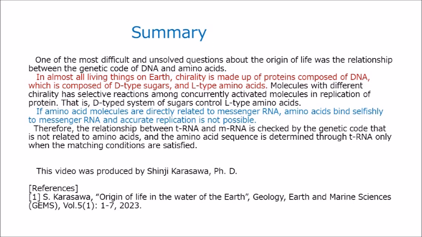If amino acid molecules are directly related to messenger RNA, amino acids bind selfishly to messenger RNA and accurate replication is not possible. Therefore, the relationship between tRNA and mRNA is checked by the genetic code that is not related to amino acids, and the amino acid sequence is determined through tRNA only when the matching conditions are satisfied.